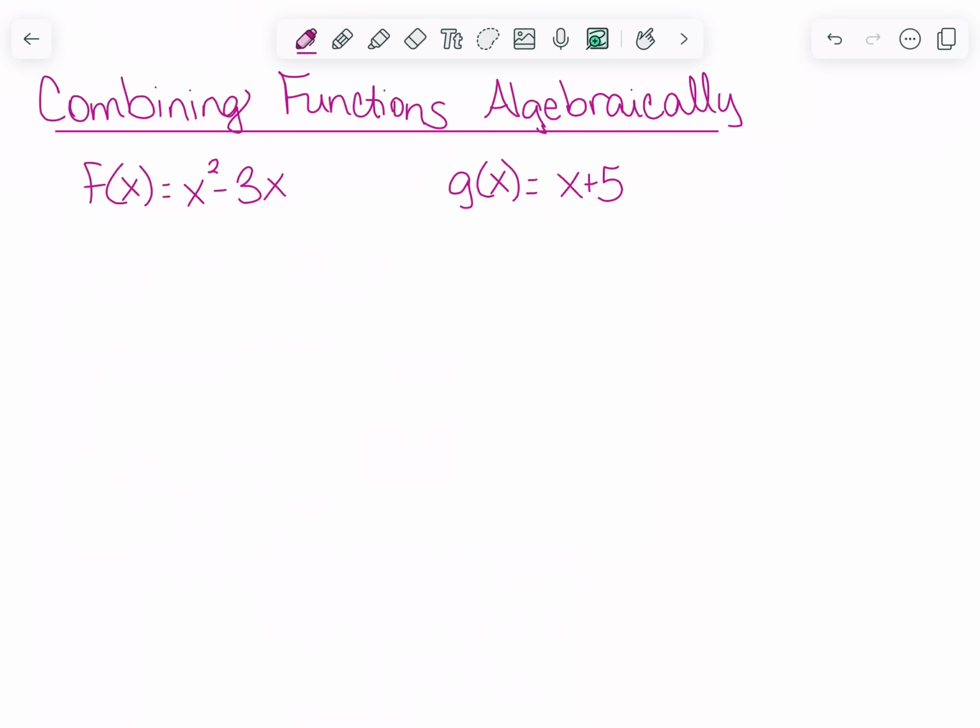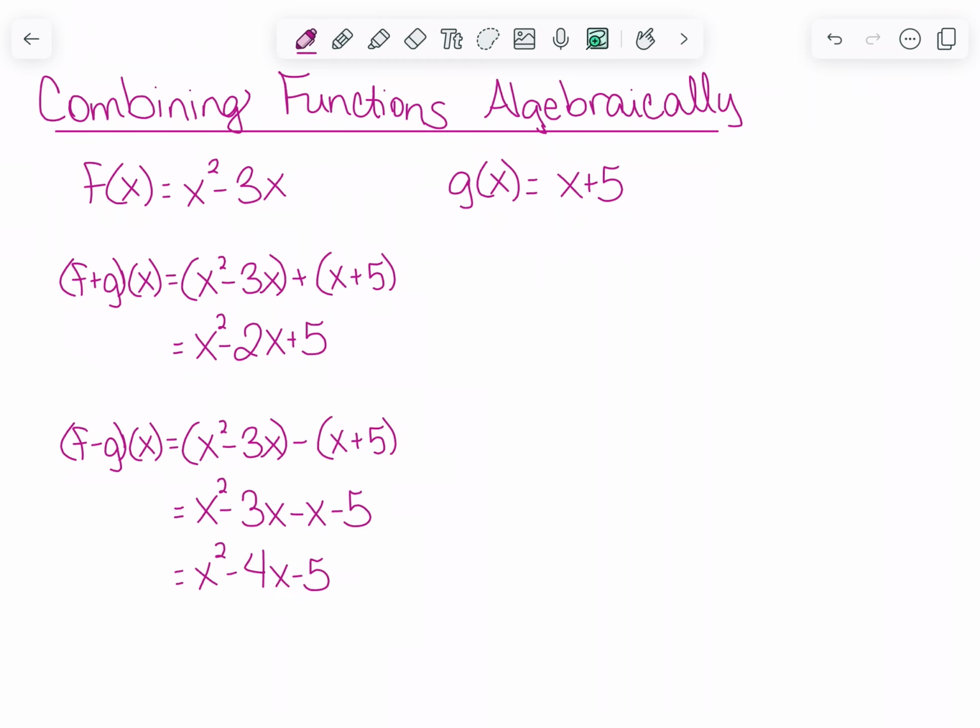Let's consider the two functions f of x equal to x squared minus 3x and g of x equal to x plus 5. Let's suppose we want to add these two functions. For f plus g of x, we would take our first function, x squared minus 3x, and then add our second function, x plus 5. That would give us x squared minus 2x plus 5.